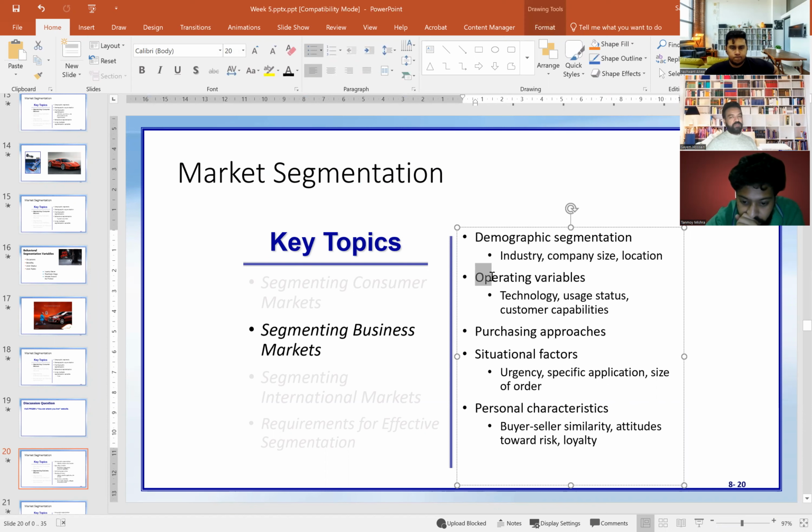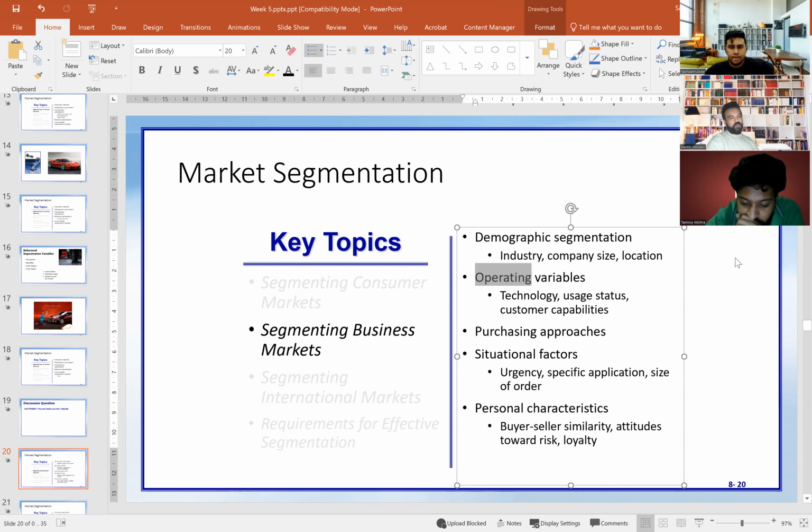Operating variables, okay? This is an interesting one. Some of the operating variables would be the ones that the business is using to operate the business. That would involve their technology, their usage status, their customer capabilities. So, what are the things that they need to operate the business? Purchasing approaches: how do they purchase? Based on that, you can segment.